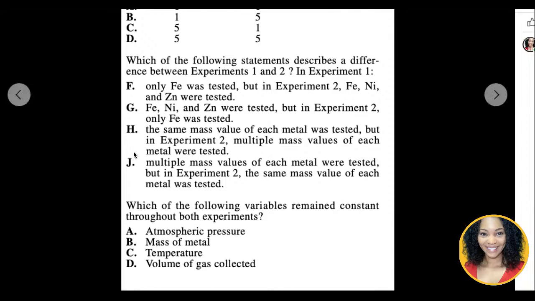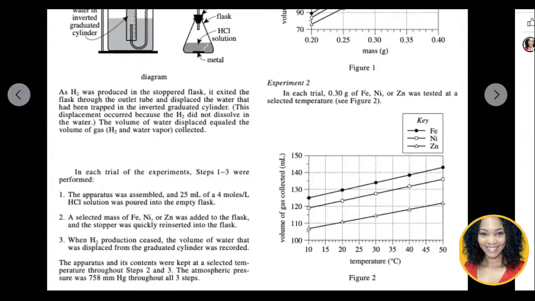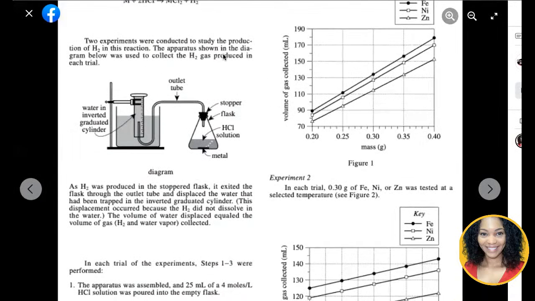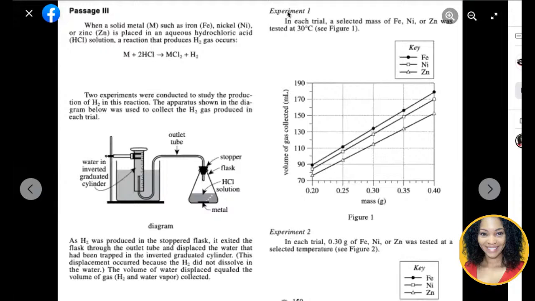This one says the same mass value of each metal was tested. Oh, I'm sorry. I should read the phrase like I was telling you guys. In experiment 1, the same mass value of each metal was tested. But in experiment 2, multiple mass values of each metal were tested. Let's go back. In experiment 1, they said only one mass value. I'm in experiment 1. I'm looking down at the figure. I see mass across this horizontal axis, and it has been tested 1, 2, 3, 4, 5 times in experiment 1.